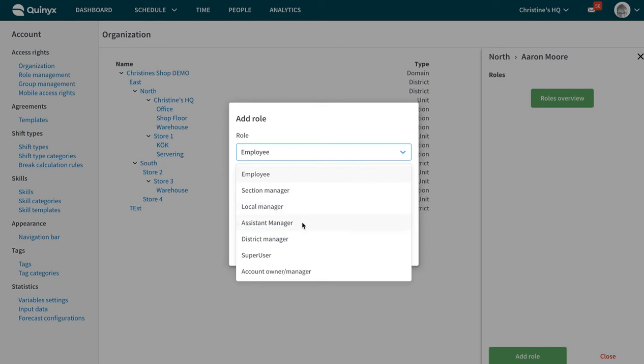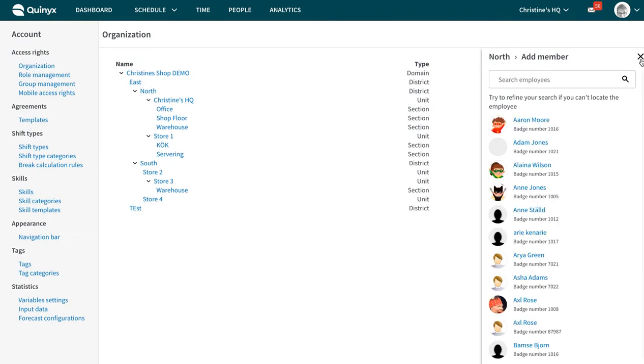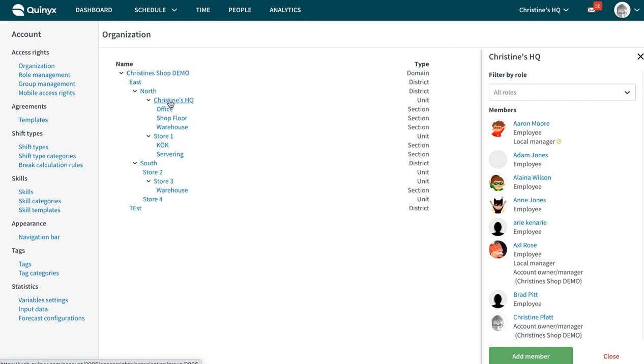For example, I can give the person the role of assistant manager for the entire region. This means that this person then sees the entire region. But if I give the same user the role of assistant manager on a unit, then that person will only see the unit. So where I place the person decides which group he or she can see, but what they can do is determined by the role and rights that role has.